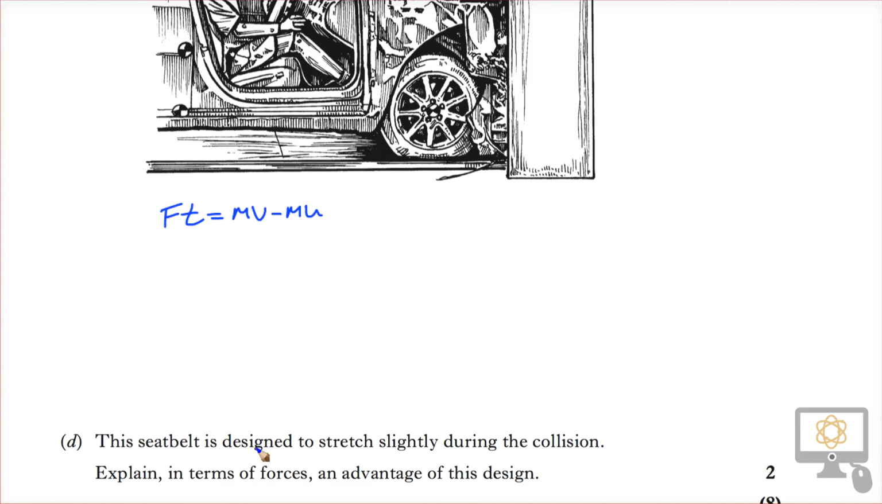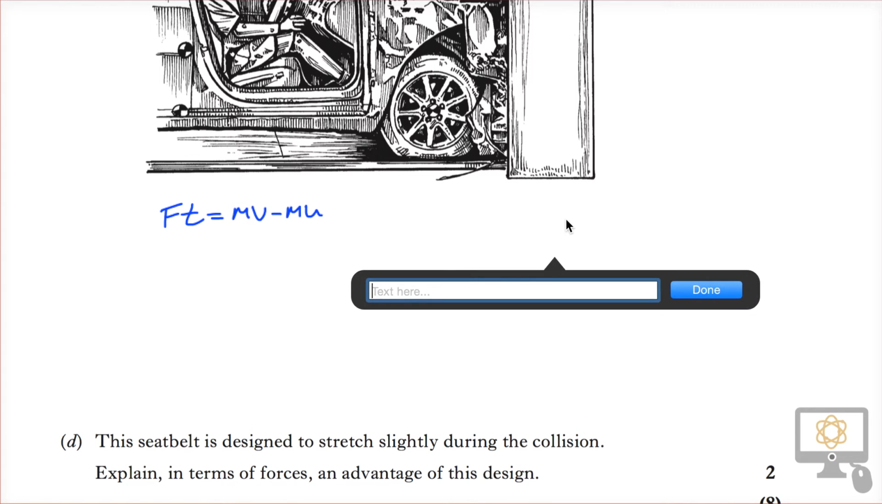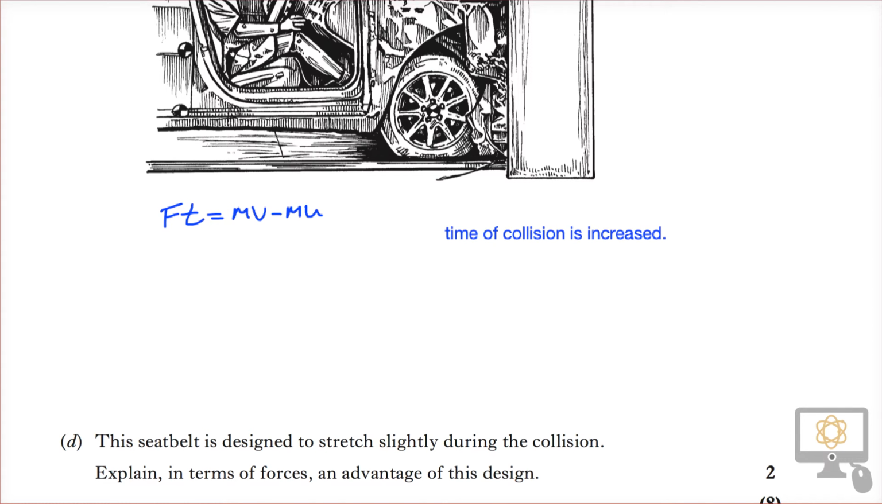So what's happening here is that the seatbelt is designed to stretch, and what that does is increase the time of the collision. So that's the first thing we need to say, really. The time of collision is increased. And so the time of collision is increased, but the change of momentum does not change.